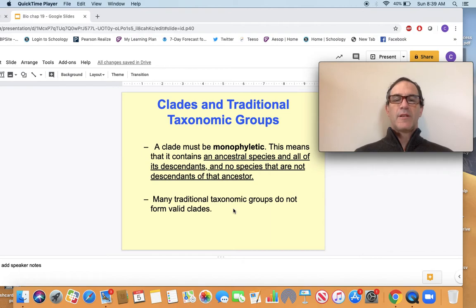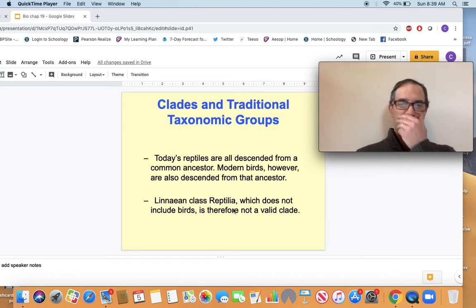Let me just give you an example of that one. Today's reptiles and today's birds all came from a common ancestor. However, Linnaean class Reptilia, Carl Linnaeus's class called Reptilia, does not include the birds. So it is not a valid clade. And now we're actually changing it. Now, most of us still don't think of birds as reptiles, but they really are. And let me show you what I mean by that.